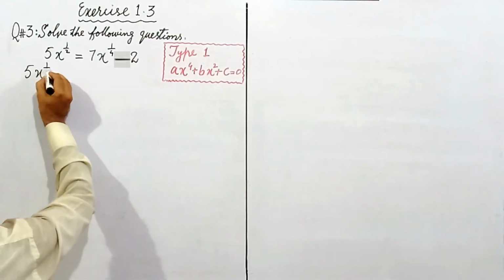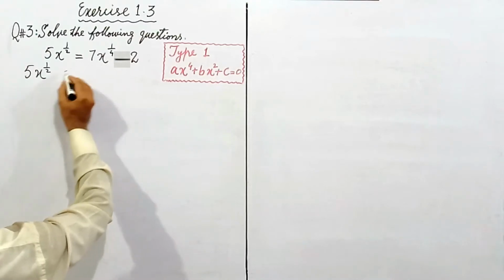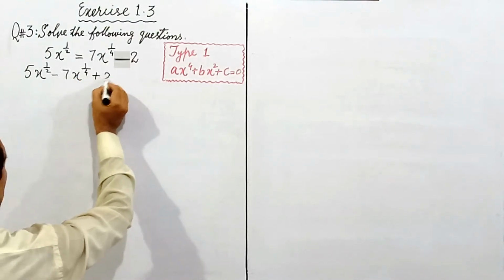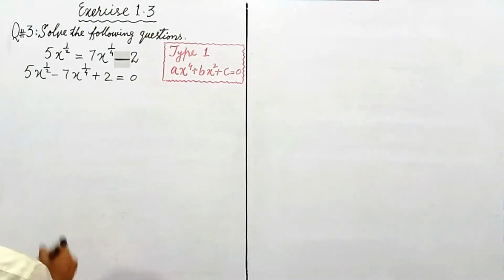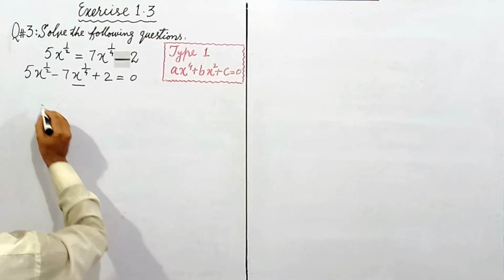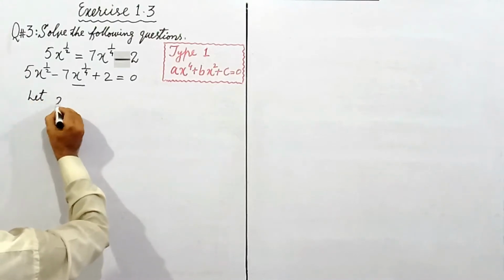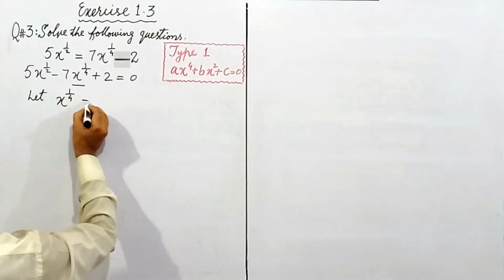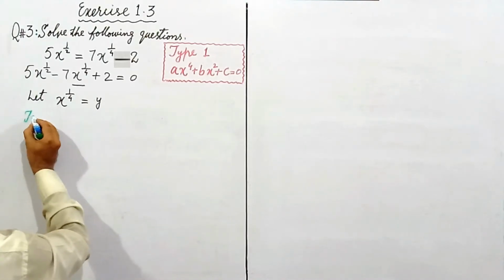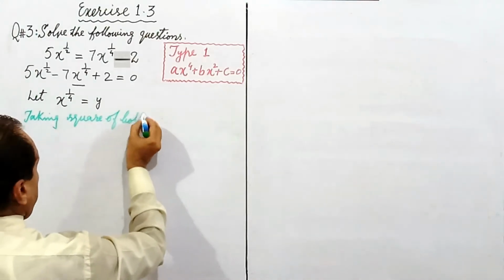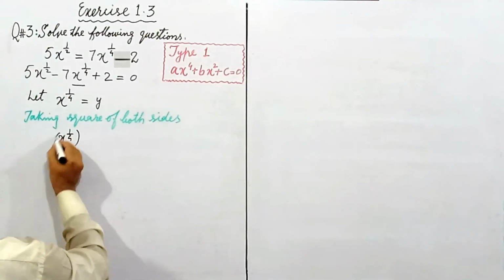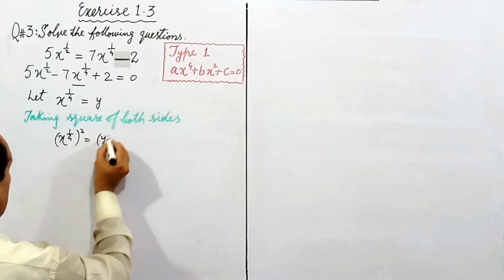5x raised to the power 1 over 2, that value taken to the left hand side becomes minus 7, x raised to the power 1 over 4 plus 2 is equal to 0. In this question, we let the value of x raised to the power 1 over 4 equal to y. Taking square of both sides, we have x raised to the power 1 over 4 whole square is equal to y whole square.